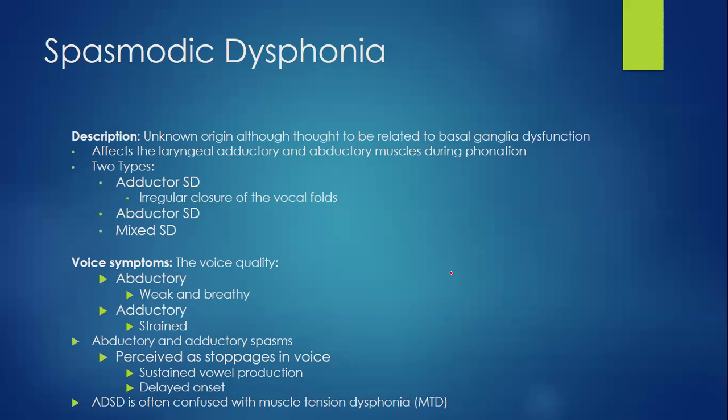Spasmodic dysphonia, so as you can tell from the name, spasming, it's a spasming of the vocal folds, right? So adductor spasmodic dysphonia just means that the vocal folds spasm on adduction, and abductor spasmodic dysphonia is just a spasming of the vocal folds on abduction.